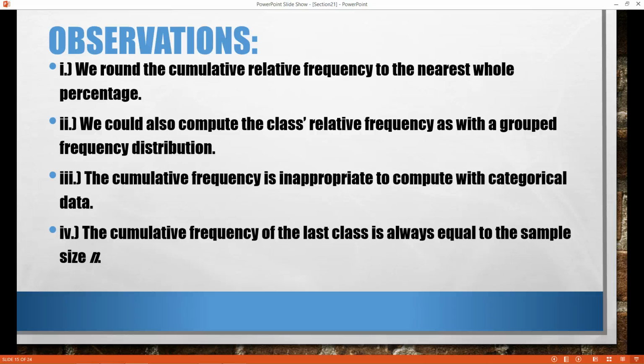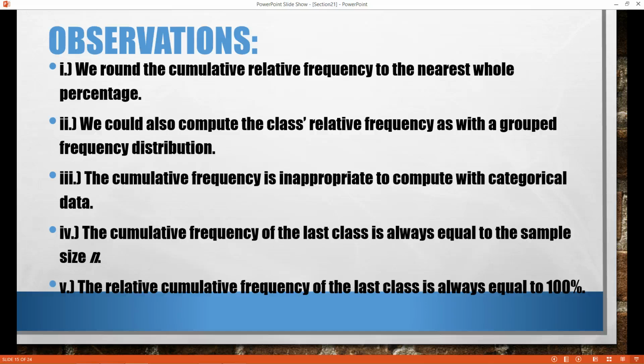And the cumulative frequency of the last class is always equal to the sample size, n. So in other words, as we accumulate the frequencies, the last cumulative frequency that you'd write in the table would always be the sample size. And also, related to that, the cumulative relative frequency of the last class is always 100%, give or take that rounding that we talked about before, because we've accumulated all the frequencies for all the sample data we have. So there we go. That's how we work with ungrouped and grouped frequency distributions.